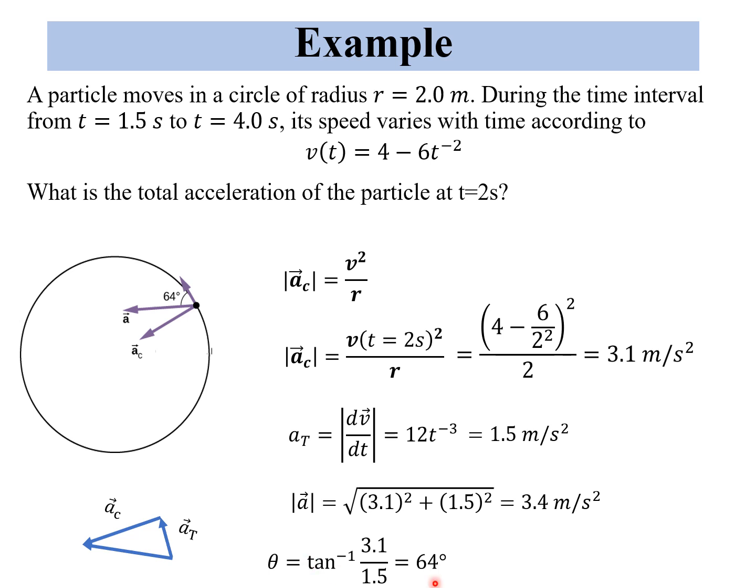To find the angle, well, you have to think about what angle we are looking at. Well, if we are trying to determine this angle here, then we're going to use the tan inverse function. So tan inverse is going to be opposite over adjacent. Opposite is 3.1, adjacent is 1.5, which comes out to about 64 degrees.